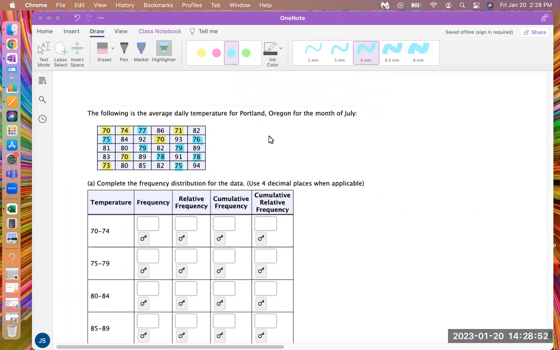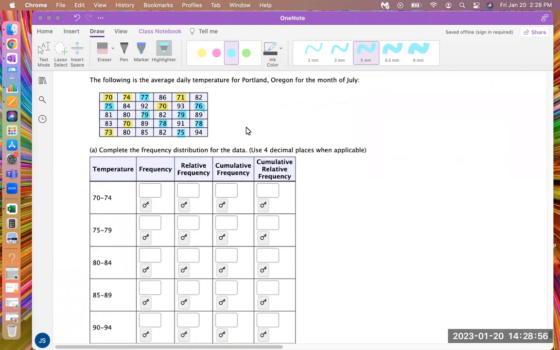So it says that the following is the average daily temperatures for Portland, Oregon for the month of July, which are nice temperatures. It's the first day that they recorded the average daily temperature for every single day of the whole month of July. We're not sure if that's July 1st or not, but say the first day they started recording, it was 70, then 74, and so on. And so it says complete the frequency distribution for the data.